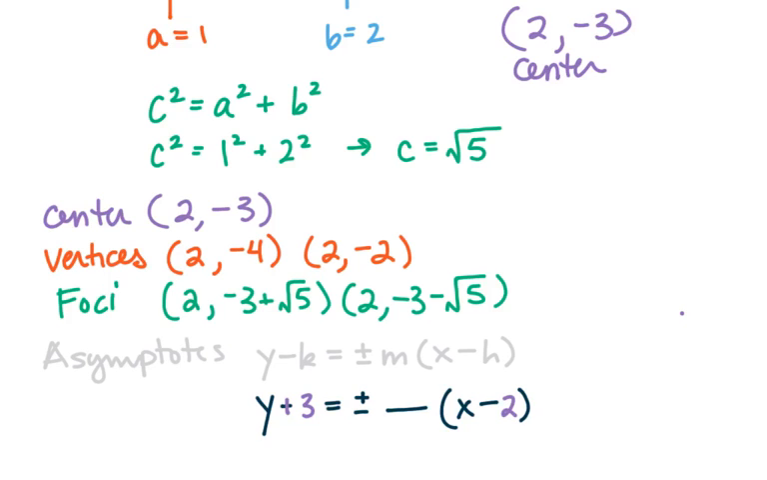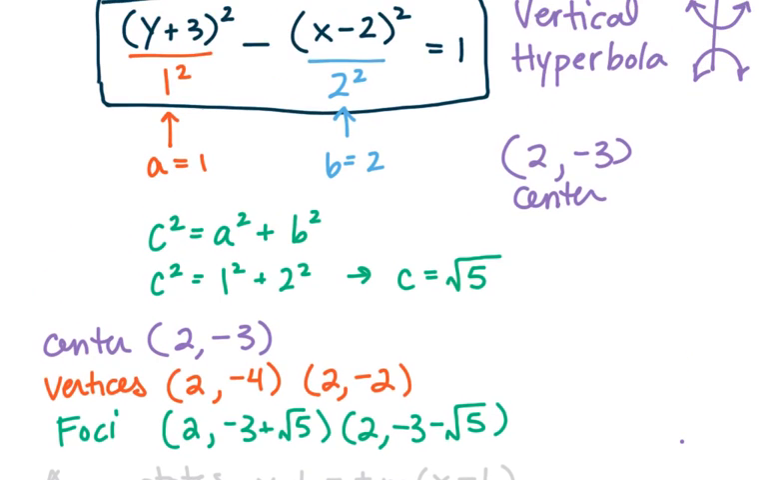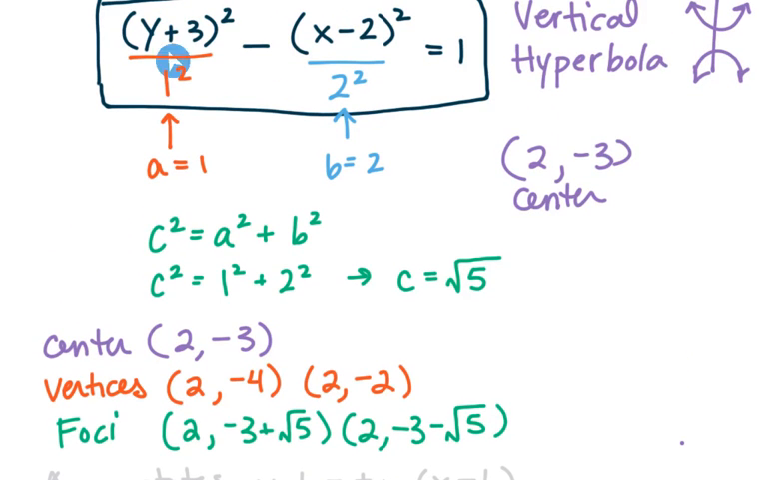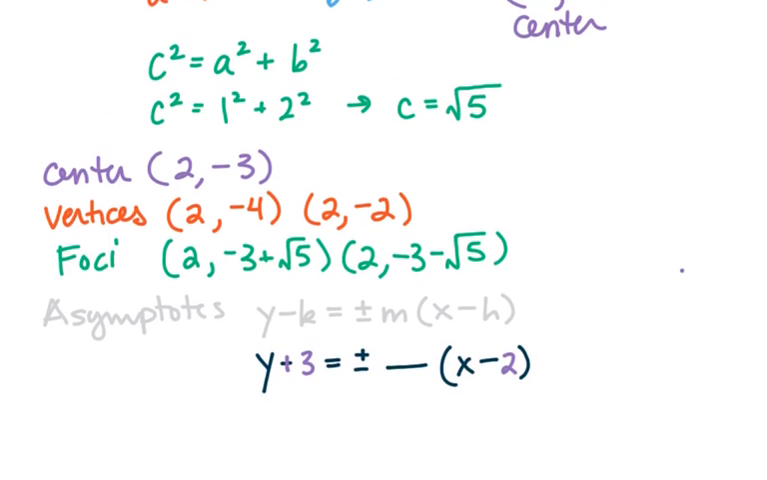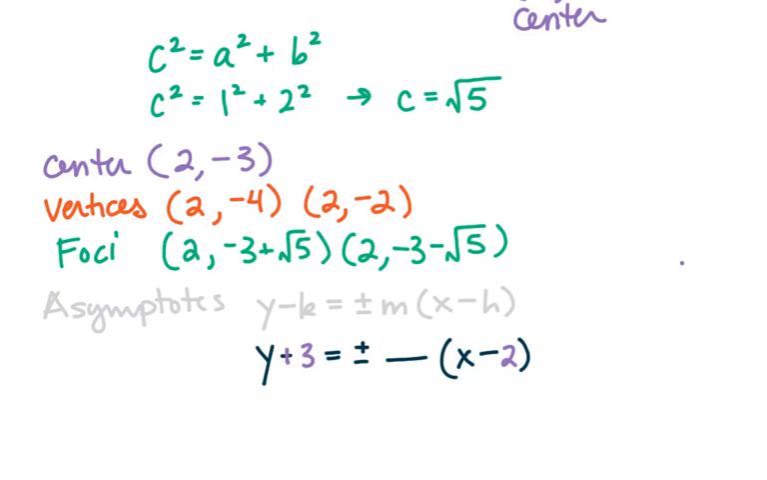So how do I determine my slope? Remember, slope is rise over run, or change in y over change in x. Which value is under y and which value is under x? We've got 1 under y, 2 under x. My slope is going to be 1/2. In this situation, it's a over b.